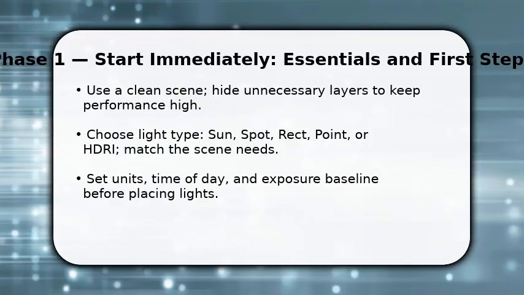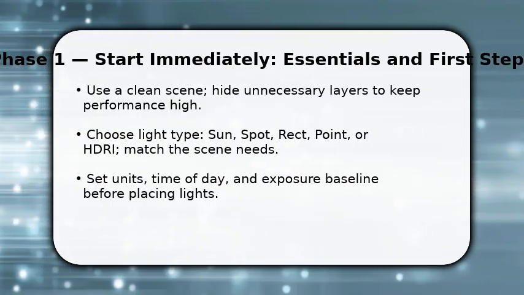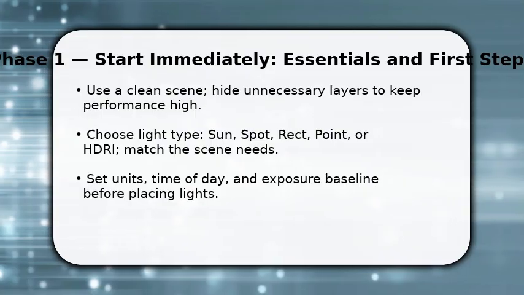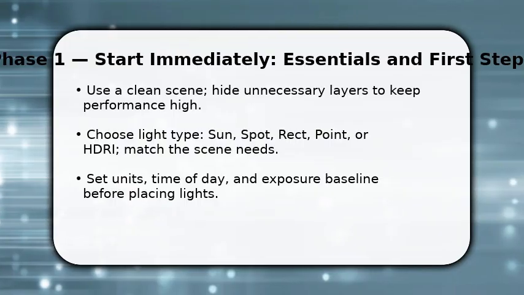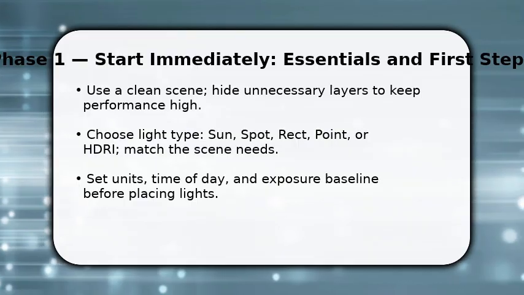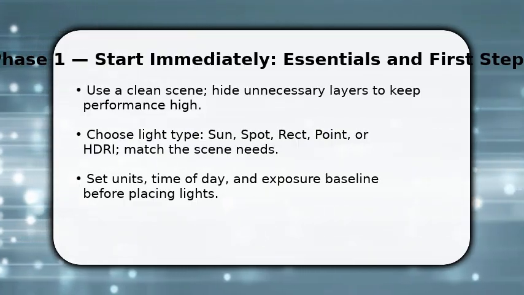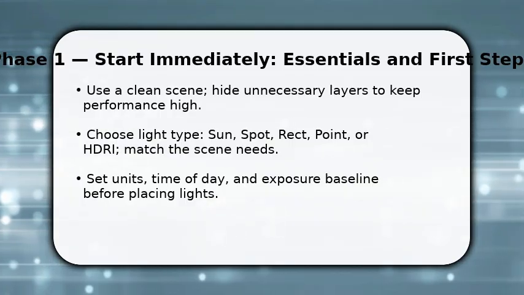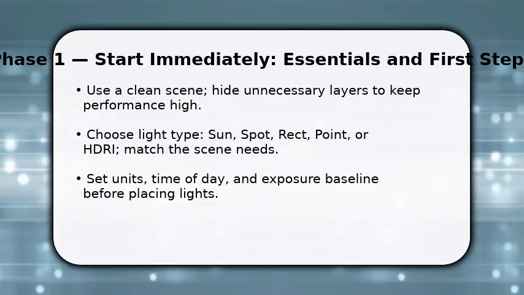You begin by preparing the scene. Remove clutter and set units so you know what a meter means. Next, choose a light type: sun for outdoor, rect or spot for interior highlights, HDRI for realistic sky. Place one temporary light now so you can see exposure changes immediately. Once done, adjust the time of day and camera exposure to get a useful baseline. This makes all subsequent adjustments predictable and faster.